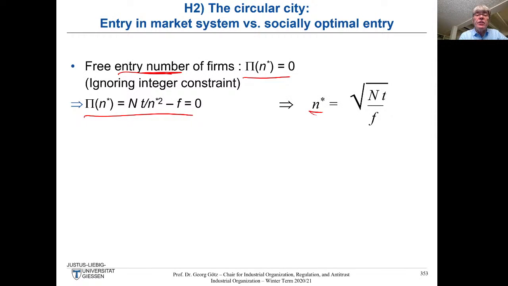And what we get here is this expression. This expression is rather straightforward. Namely, we get fewer firms in a market equilibrium, in the free entry market equilibrium, if fixed costs are higher. We get more firms if there are more consumers, if capital N is larger. We get more firms if consumers are more loyal, in a sense, if transport costs are higher.